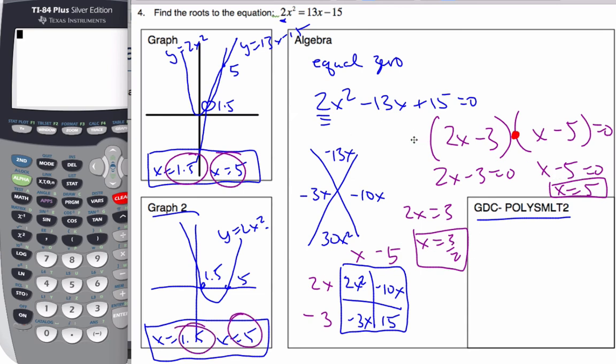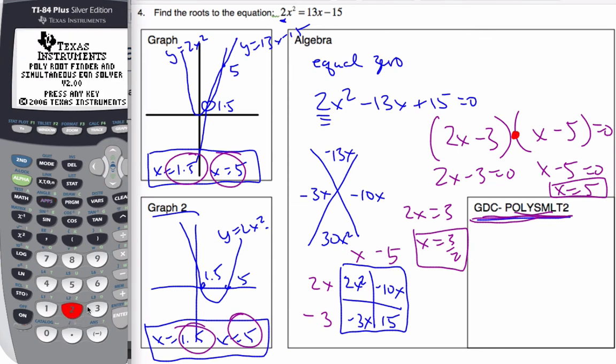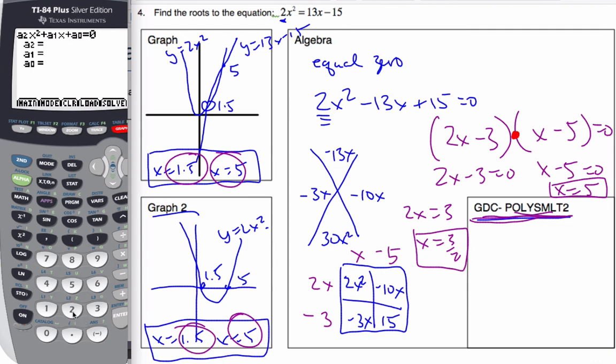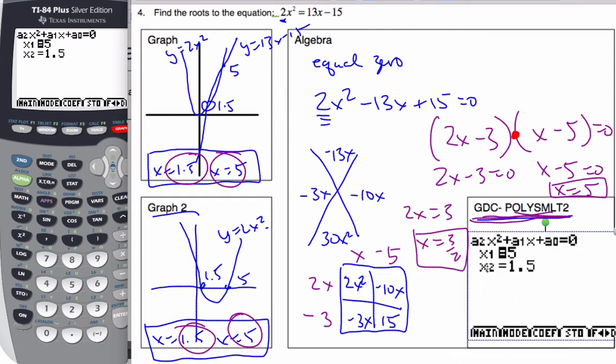It all is consistent. The last one I'm going to do is polysimultaneous. The only thinking involved with this is going, oh, the easiest way to do it is with my calculator, I think. So I go apps. I hit polysimultaneous. Enter. Poly root finder number 1. I go to next. My coefficients are 2, negative 13, and positive 15. Enter it. Ask to solve it. And again, from here, I can see that I get x is 5 and x is 1.5.